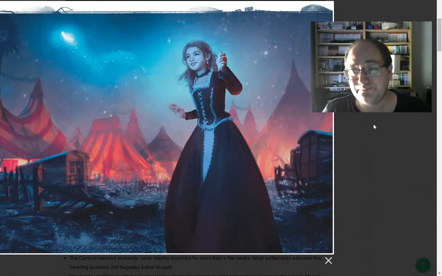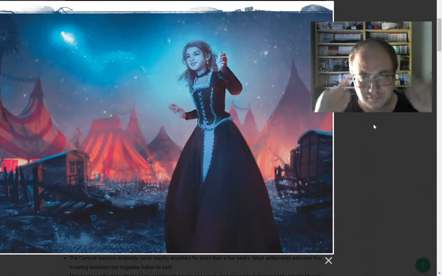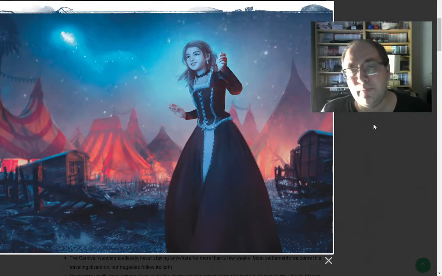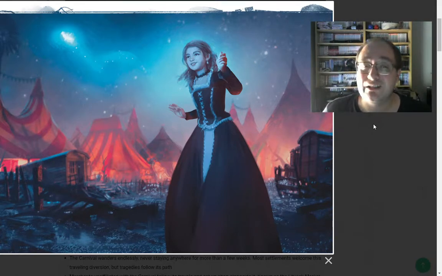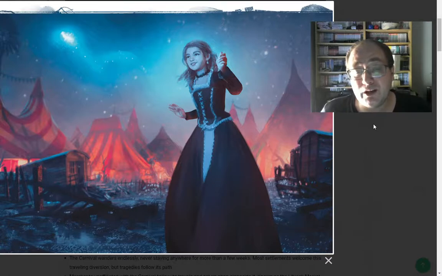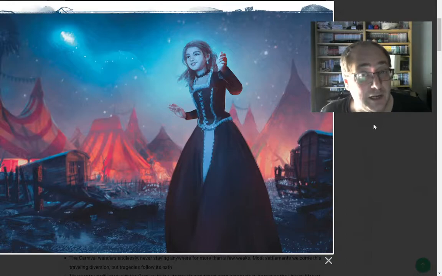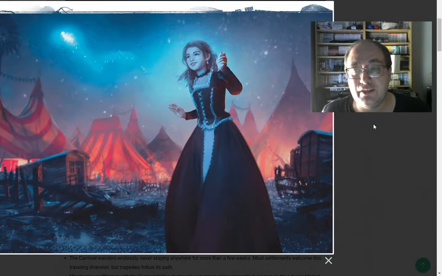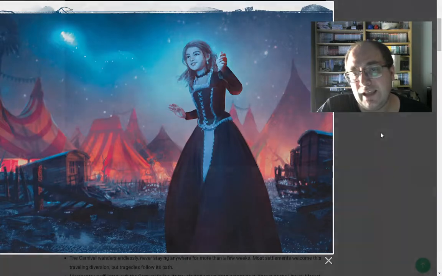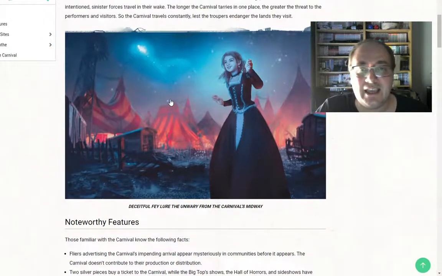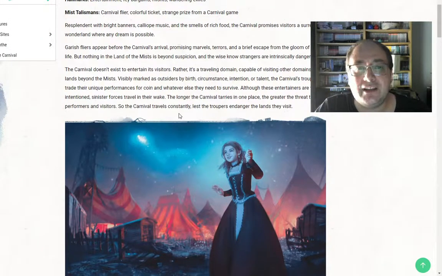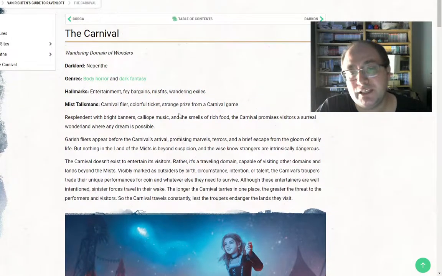The twist, and if you're a player, cover your ears. But the twist is that it's not actually the carnival itself that's evil. The people who live and work in the carnival are just people. A lot of them are maybe a bit strange, but they're not evil themselves. What is evil is the dark fae that follow this carnival and exploit and abuse anyone, the audience who comes to the carnival. And so that's what gives the carnival its dark reputation.